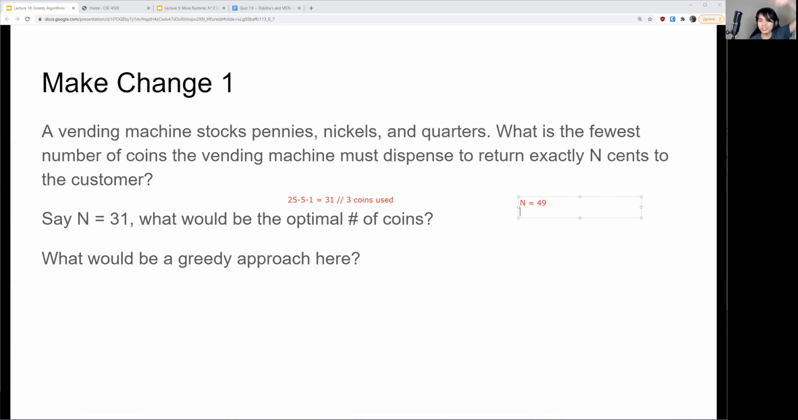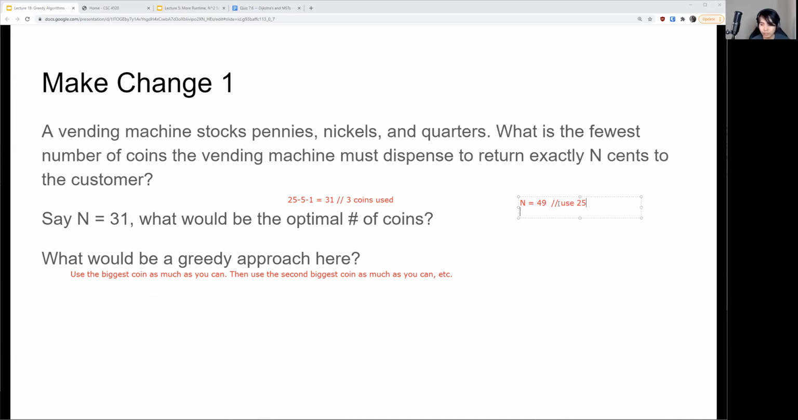Okay, type in chat if you have an idea or a guess. Type in question mark if you're not sure. All of you should be using your intuition, right? You shouldn't have to be too hard stuck on this. But the idea here is: use the biggest coin as much as you can, then use the second biggest coin as much as you can, etc. Right? So in this example, for n is equal to 49, we're going to go ahead and use the quarter first, right? We're going to use a 25-cent piece.